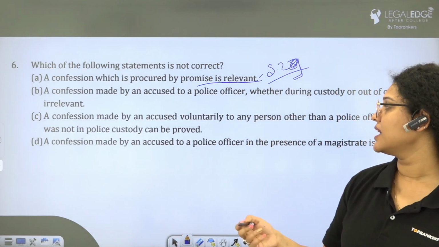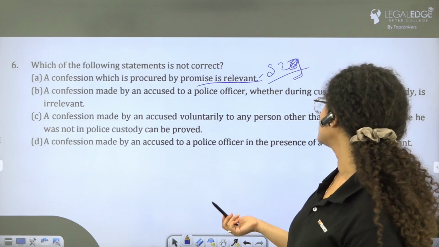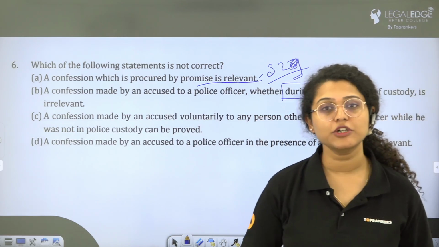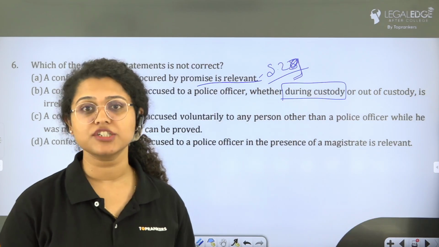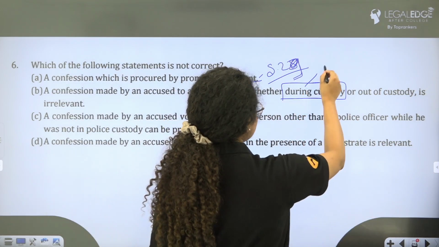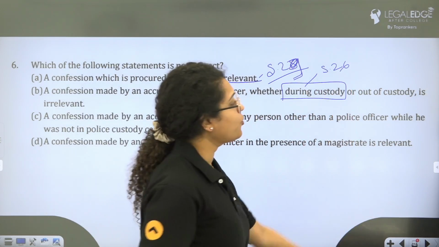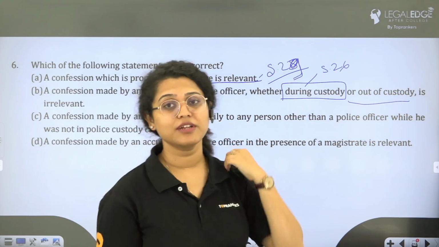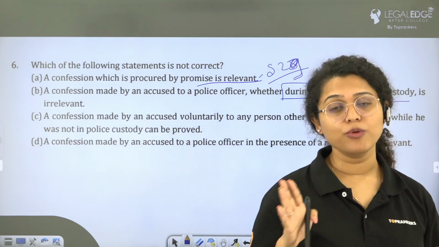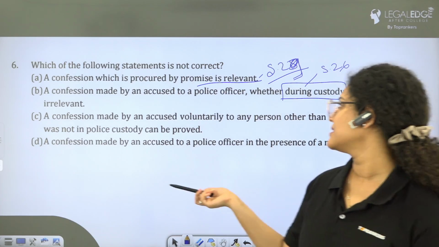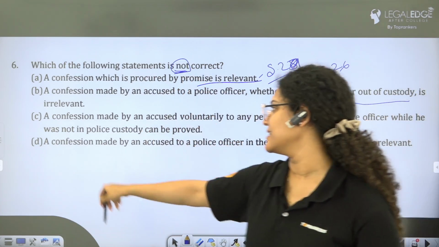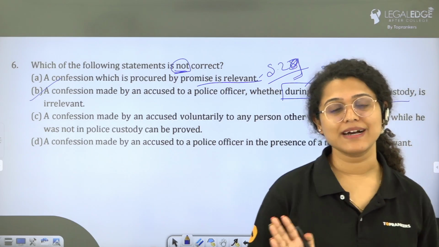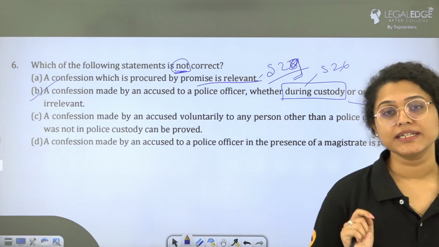What is option B? A confession made by an accused to a police officer during custody. During custody is what? A confession made to a police officer in his custody. Which section do we find this in? This we find in Section 26. Okay, but do we find an out of custody option? Is there any section which talks about a confession made to a police officer out of his custody? No, right? That is why this is not correct. A confession may be made to a police officer out of his custody, but that is not covered under the Indian Evidence Act.